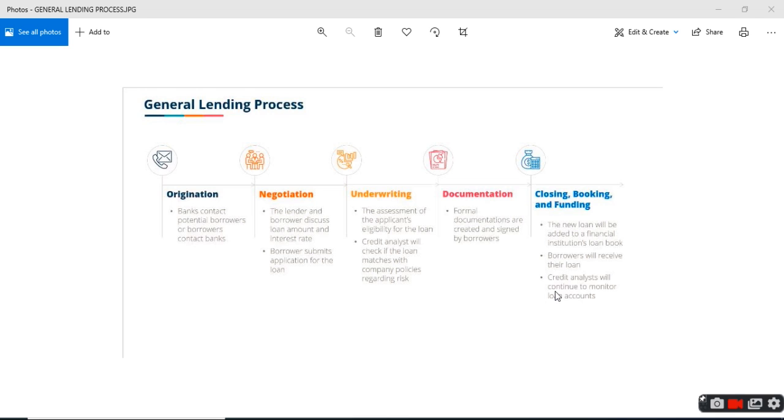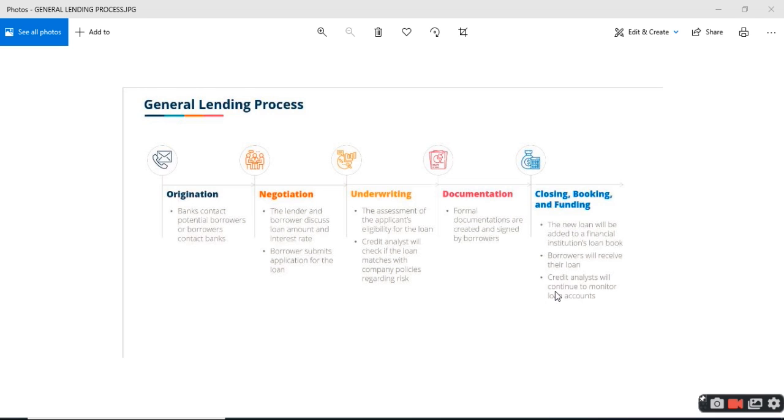We initiate the lending process with the origination. At the level of the origination phase, a bank actually contacts a potential borrower, offering to grant them a credit, or a borrower actually contacts a bank requesting them to grant them a credit facility or a loan.